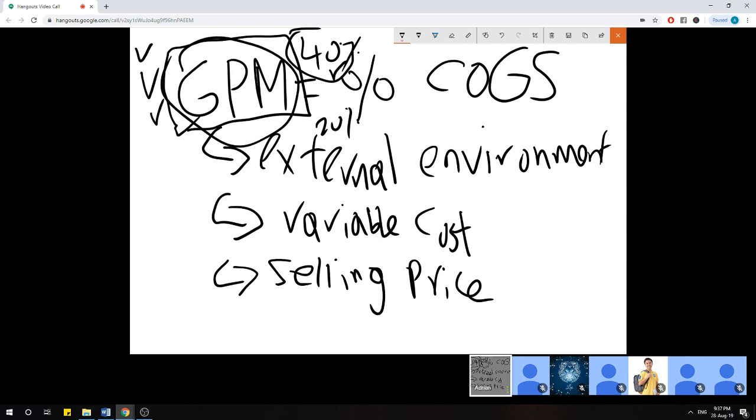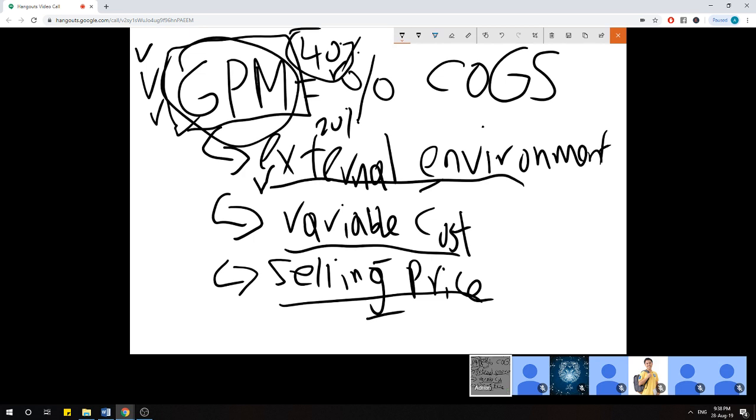For gross profit margin, the most important thing is how well the company does compared to commodity in terms of the external environment, variable cost, and also what kind of price they can sell. So usually in the premium and luxury segment of the business, the gross margin is really high because they have the branding to sell, the price leadership.